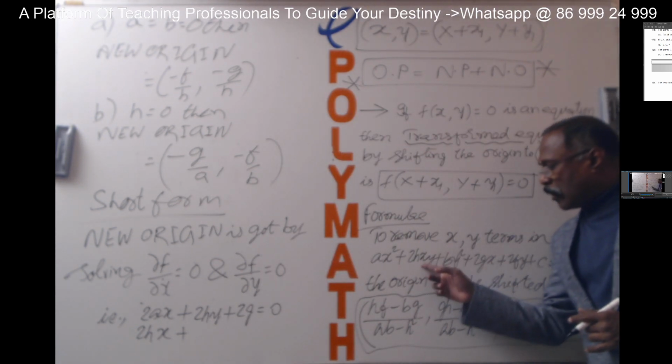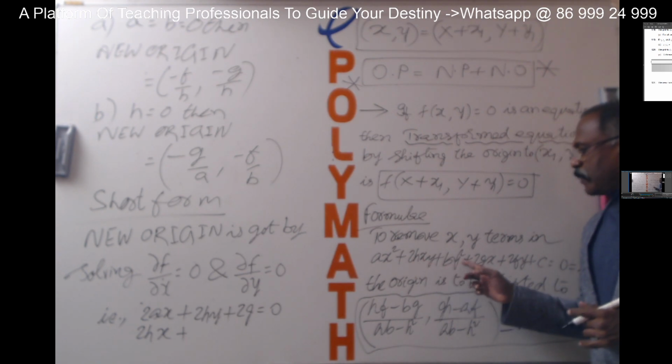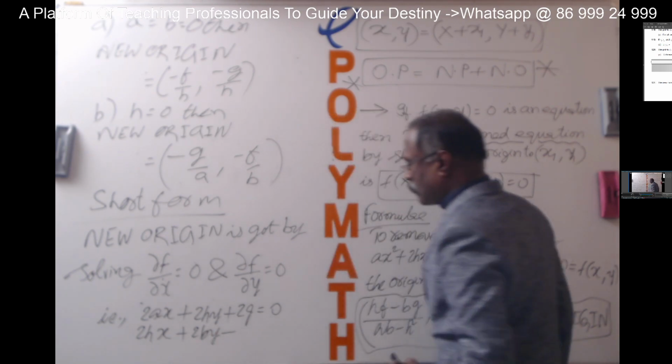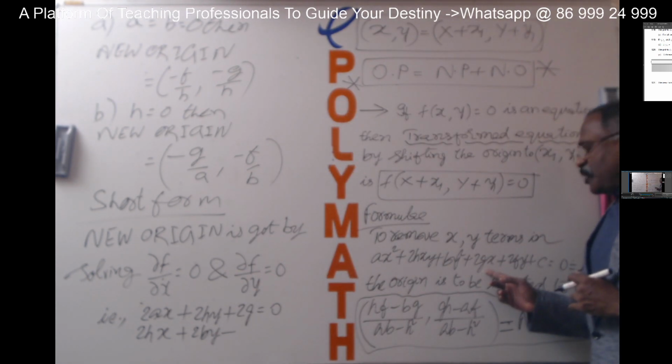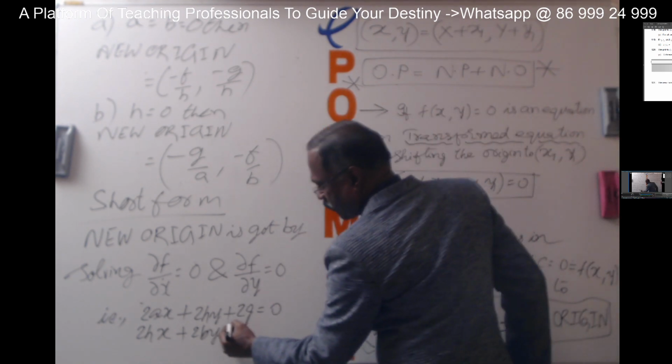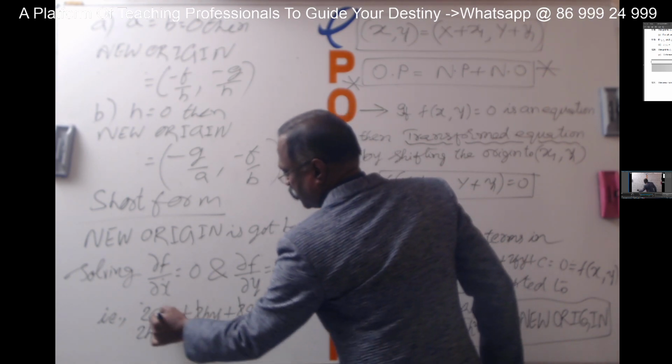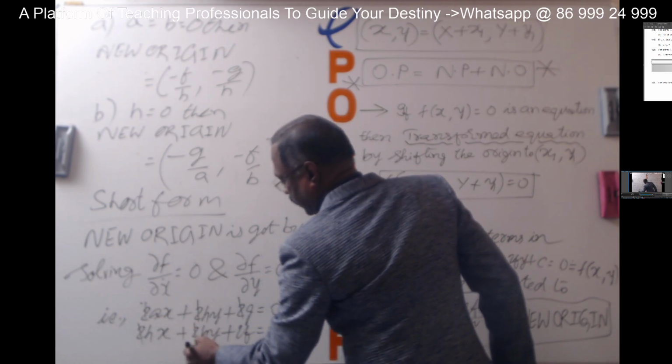2hxy. Now with respect to y, the y derivative is 1, 2hx remains. By square derivative, 2by, plus 2gx derivative becomes 0 totally. 2fy derivative becomes 2f, equal to 0. Of course, these two can be taken common and cancelled.